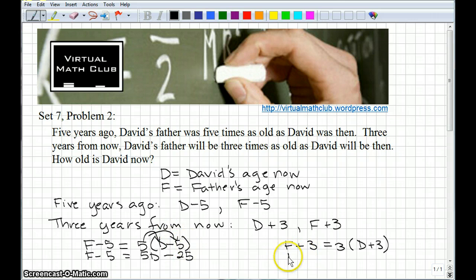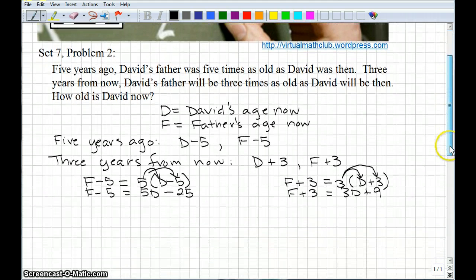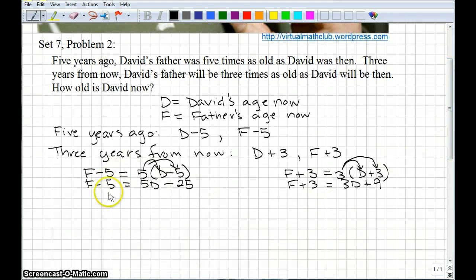Same way over here, I can write F plus 3, just repeating what's already there. And then I'm going to use the distributive property and take D times 3 and 3 times 3. So I'm going to get 3D plus 9. All right. I'm going to scroll down and give myself a little more room to work. All right, so let's keep working with these equations.